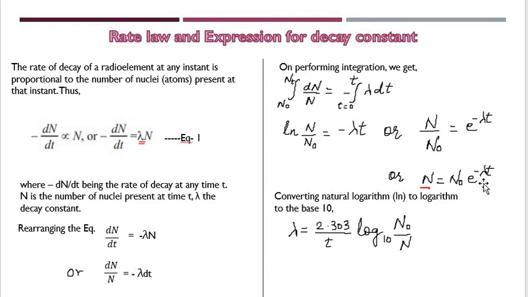If you convert this term into logarithm to the base 10, you will get the relation between lambda, t, N naught and N: lambda is equal to 2.303 upon t log base 10 N naught upon N. Here lambda is the decay constant, t is the time in which the disintegration is happening, N naught is the initial number of nuclei present, and N is the final number of nuclei present. So this is the expression for decay constant.